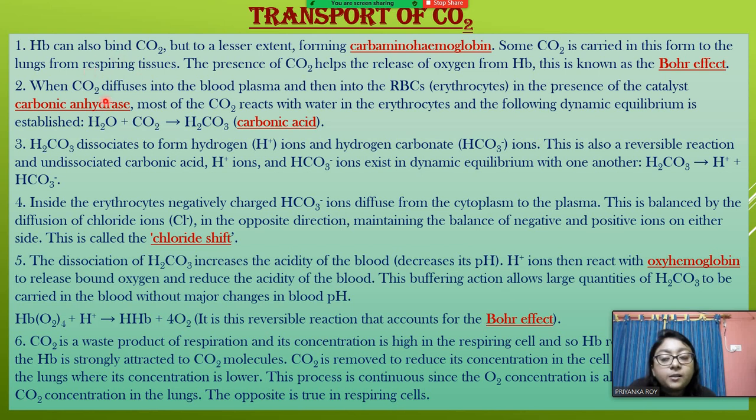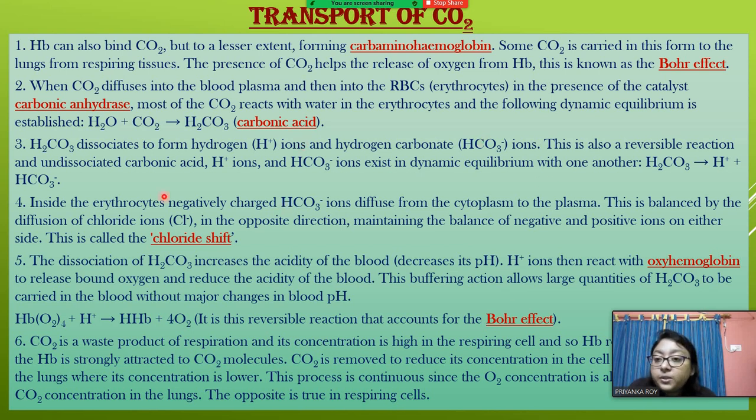In the presence of the carbonic anhydrase enzyme, the CO2 present in the blood reacts with the water in the erythrocytes and forms carbonic acid. Like I already mentioned, this carbonic acid is responsible for decreasing the pH of the blood. It dissociates to form hydrogen ions, so hydrogen ions increase, which means pH will decrease. And in acidic pH, the oxygen dissociation curve will be shifted to the right. That means the affinity for oxygen will decrease.